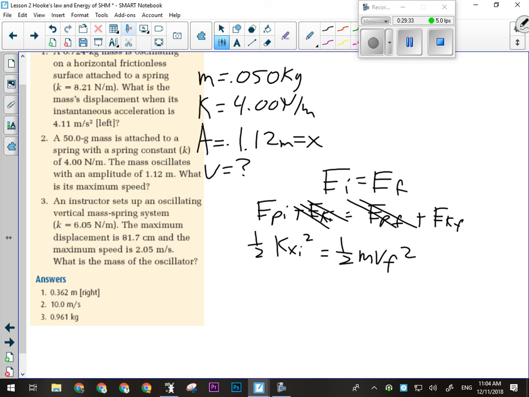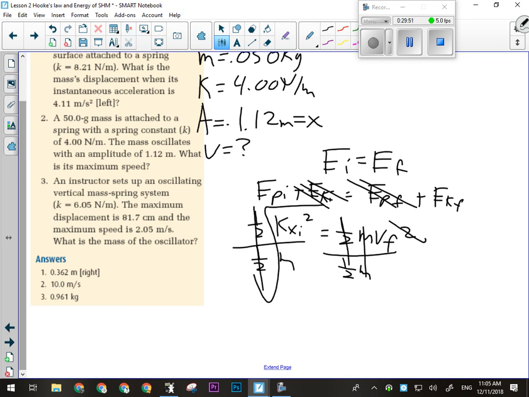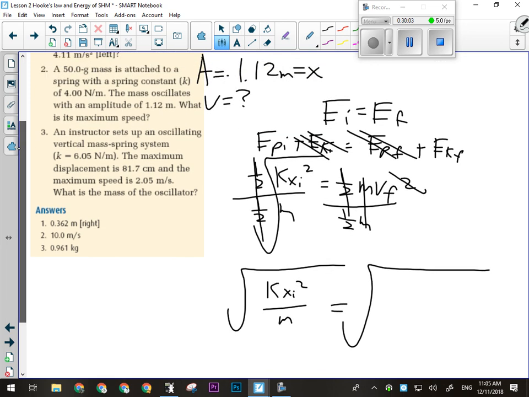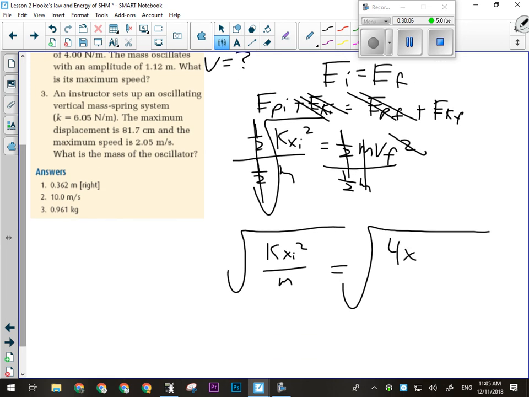So we're trying to manipulate for the maximum speed. What can I do with the halves right now? I can get rid of them because when I manipulate this for maximum speed, I'm going to divide by half of m, right? The half's going to come over here and cancel. So I'm going to have k times x_i squared over m, square rooted to get v_f. So we'll have the square root of k x_i squared divided by m. So that's going to be 4 newtons per meter times 1.12 meters squared divided by 0.050 kilograms.